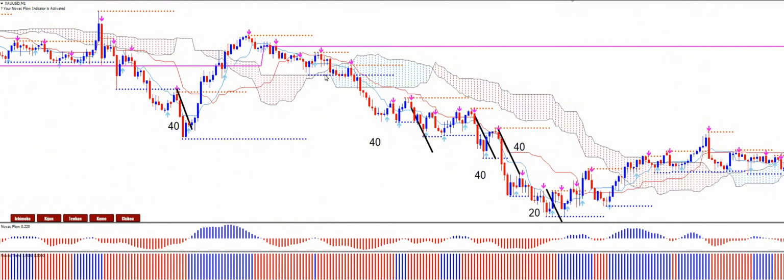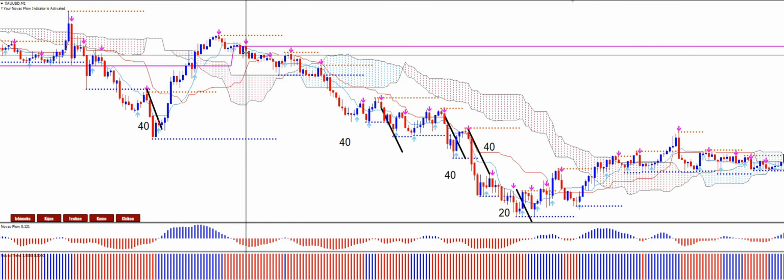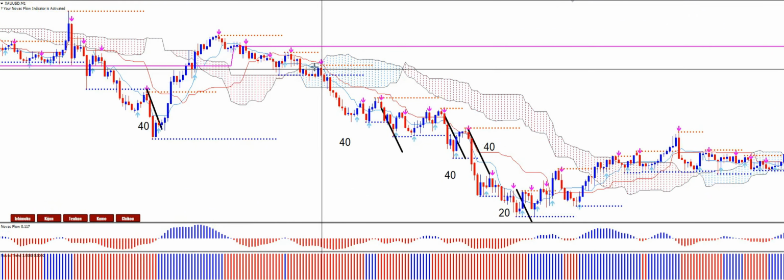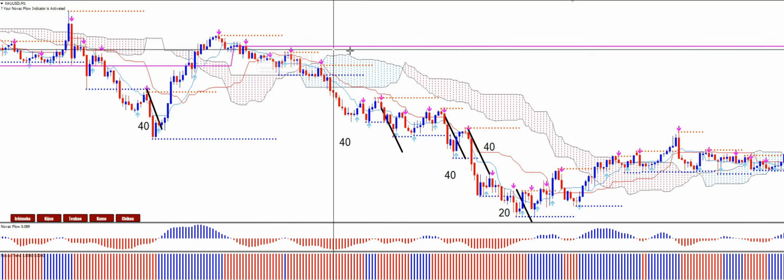So the next one over here, what do we see? We see that it is above the cloud, and then suddenly it goes below the cloud and below the equilibrium line.